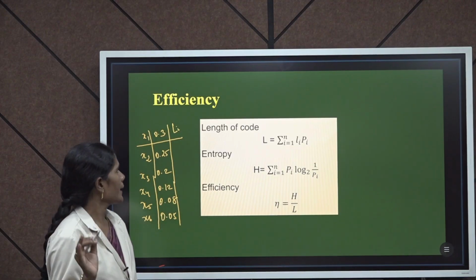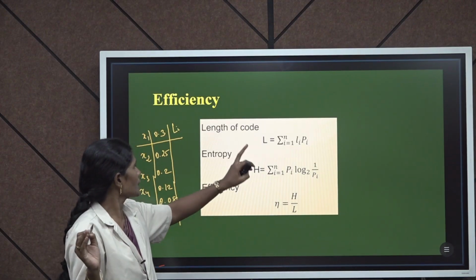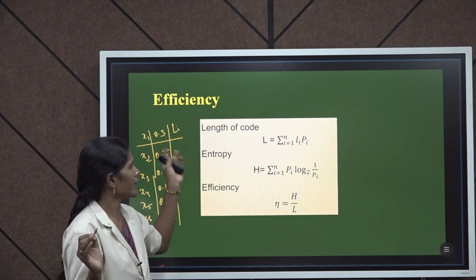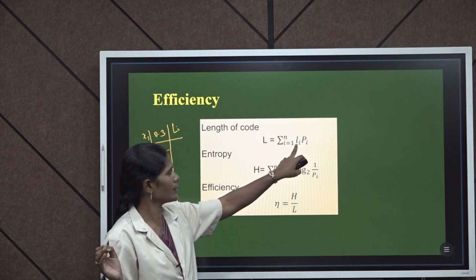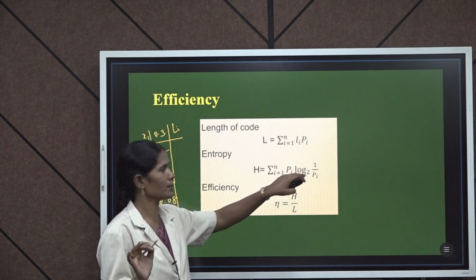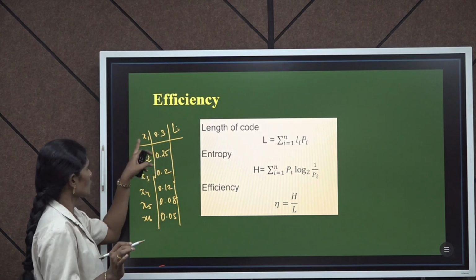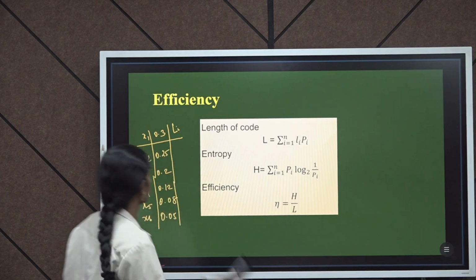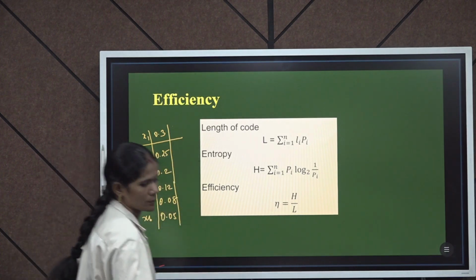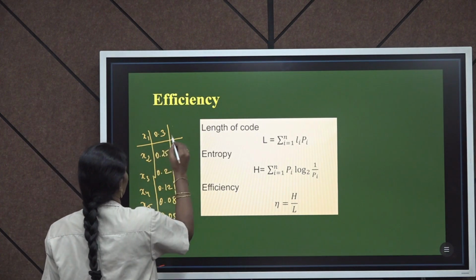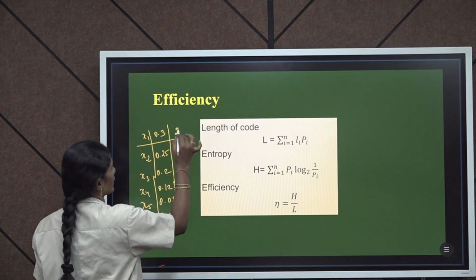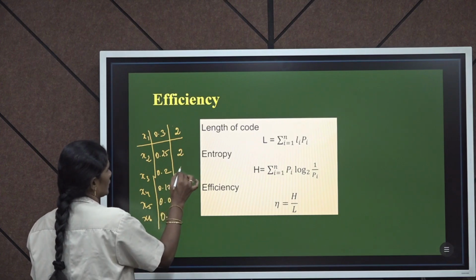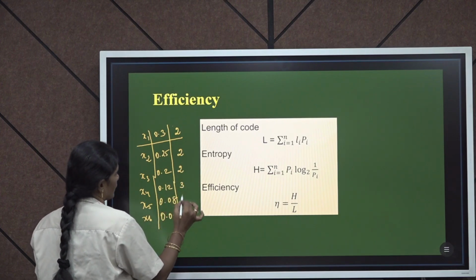Now we can identify the length of the code, entropy as well as efficiency by using the Huffman code table. In the last table we identified this notation Li for each symbol, right. For x1, 0.3 probability, the length is 2. Next for x2 the length will be again 2, x4 3.